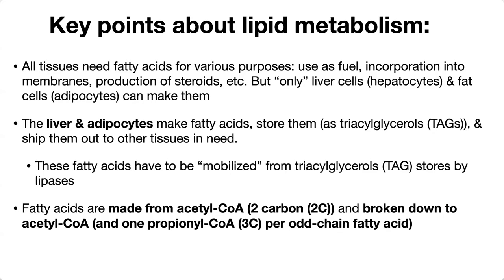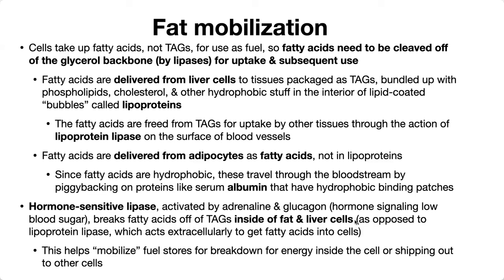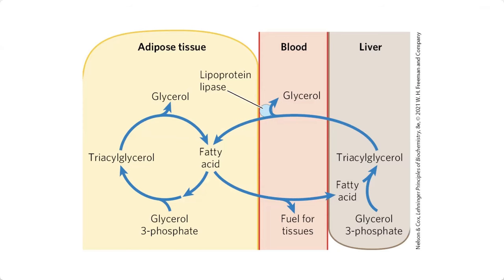The liver and the adipocytes make fatty acids, store them as triacylglycerols, or TAGs, and ship them out to other tissues in need. Cells take up fatty acids and not triacylglycerols for use as fuel, but fats as energy are stored as these triacylglycerols. In order to use the fatty acids, to break them down, they need to be cleaved off of the glycerol backbone by enzymes called lipases for uptake and subsequent use.